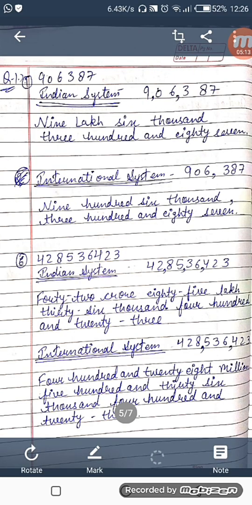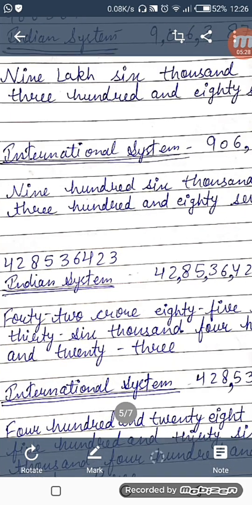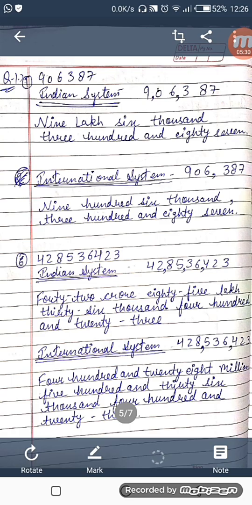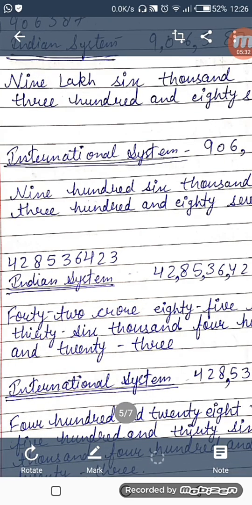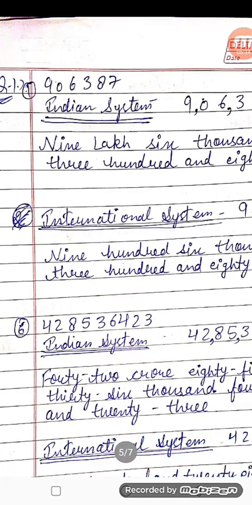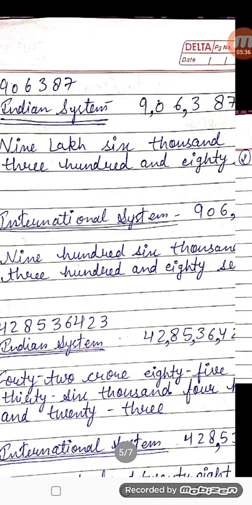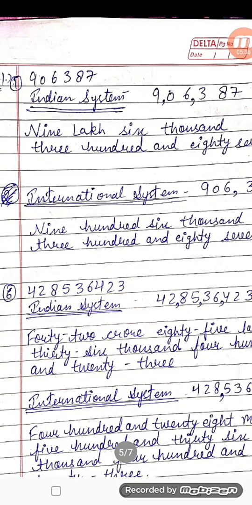So class, your first question on page number 21 is to write the given number in the Indian system and then in the international system. In this way you have to write down in your copies. For example, the first question is given: 906387. So how will you write that?